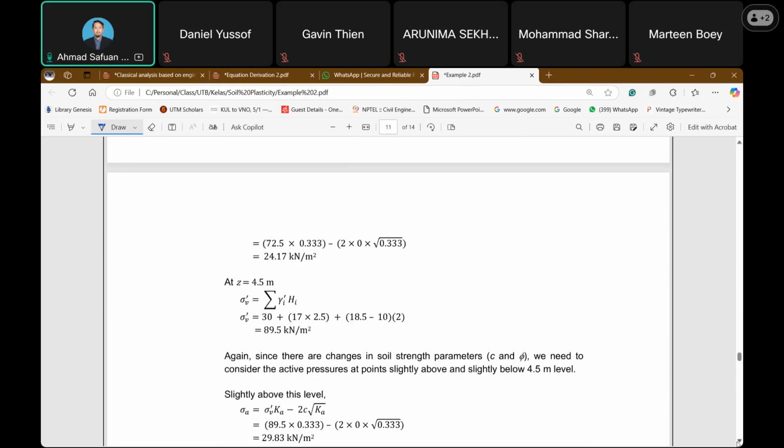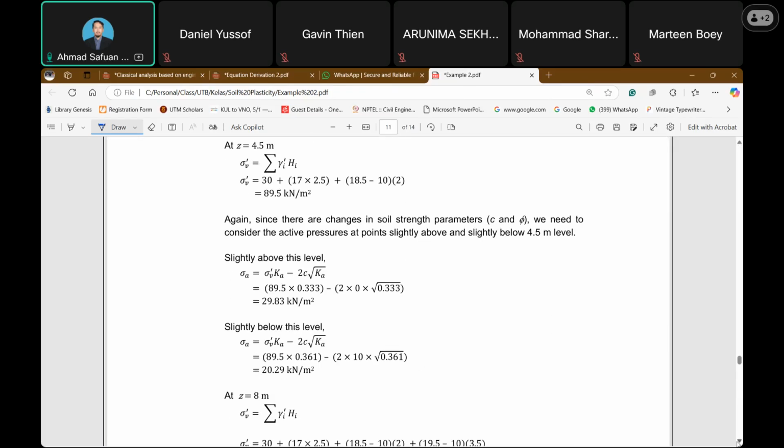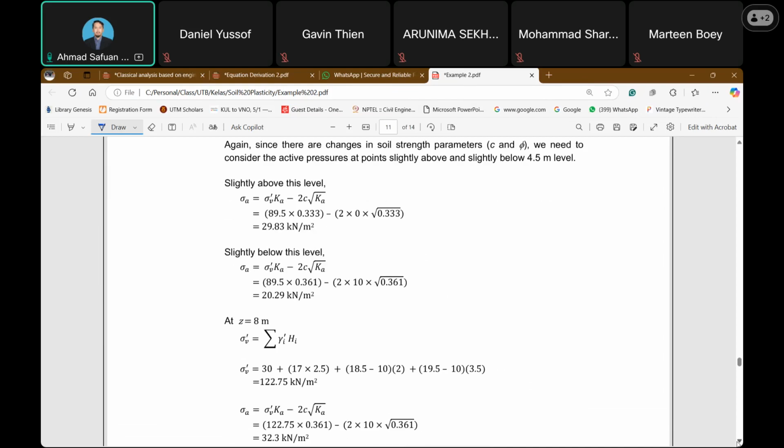Then we go for the 4.5 meter. 89.5 is the effective vertical stress above and slightly below. So for slightly above, 29.83, and for slightly below is 20.29. So at the depth of 7 meter, sigma V is equal to 122.75.